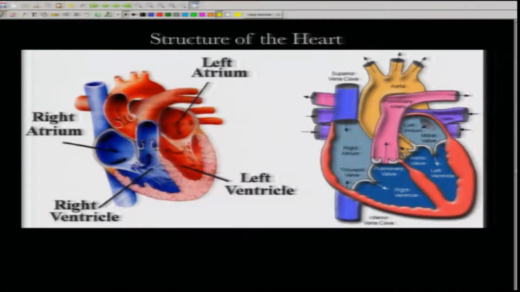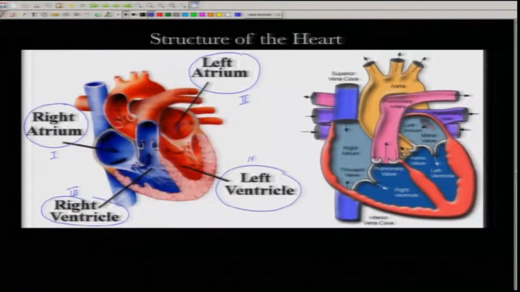So, this is your left atrium, left upper chamber, see this one. This is your right upper chamber. You remember, the right upper chamber is the first one to get activated, followed by the left atrium, second one to get activated, third one the right ventricle. So, this is the right ventricle and the left ventricle, which is the fourth one to get activated.